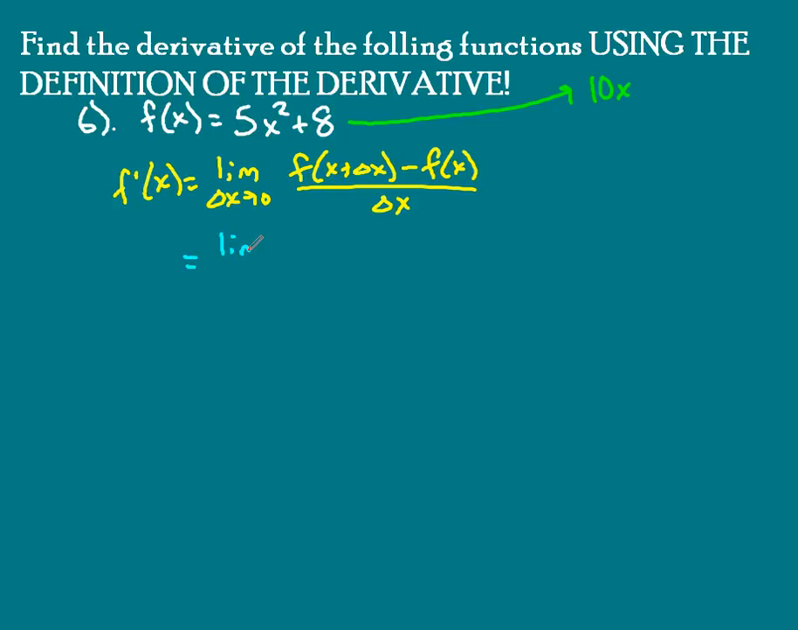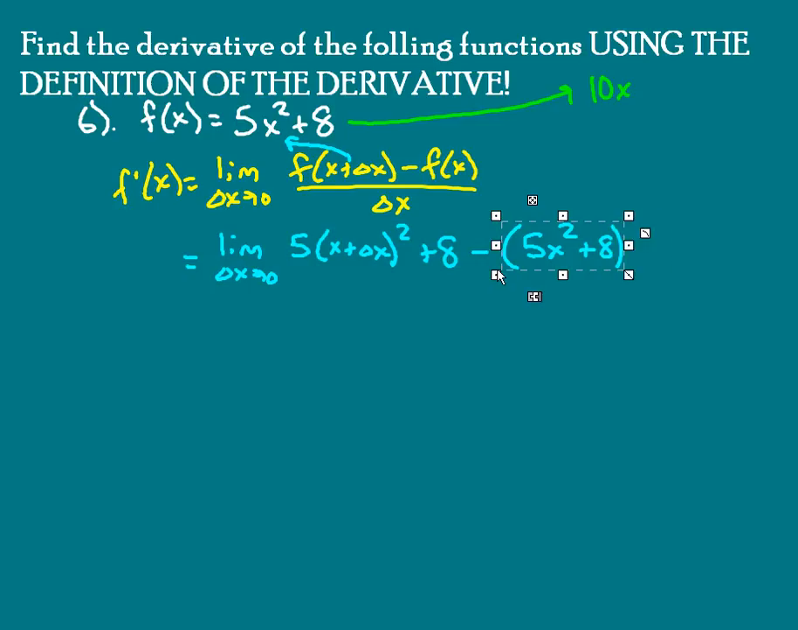So, limit as delta x approaches 0. I'm going to plug in x plus delta x into this equation. So that's just your function, now plugging in x plus delta x. But now I need to subtract the entire f of x. So subtract 5x squared plus 8. So this is subtracting that entire second function. Okay, and I'm going to still divide by my delta x.